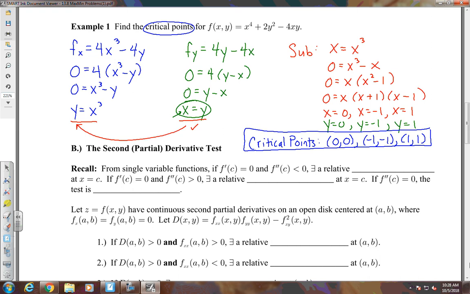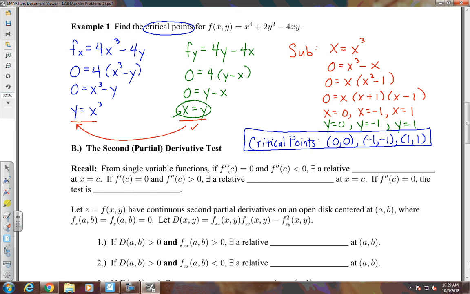Okay? So to find critical points, find both of your first derivatives, set them equal to 0, solve the resulting system of equations, which is generally nonlinear, solve by substitution, and make sure you express your critical points as ordered pairs. Those are the potential locations for the extreme values. So how do we determine what the extreme values are? Part B, we're going to use the second derivative test.